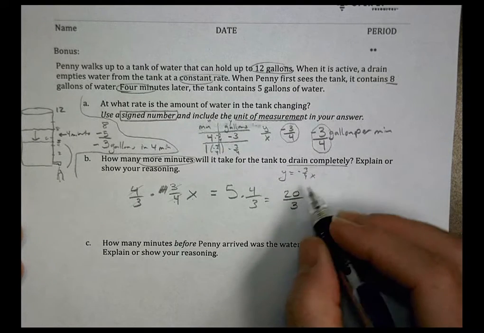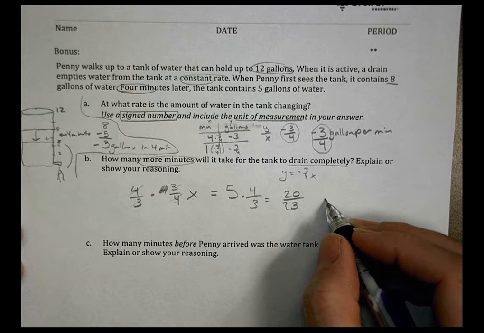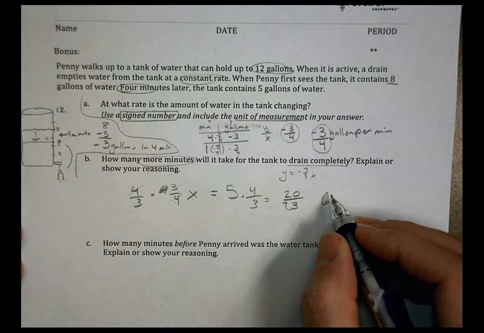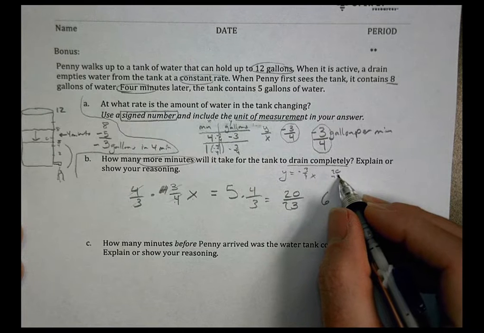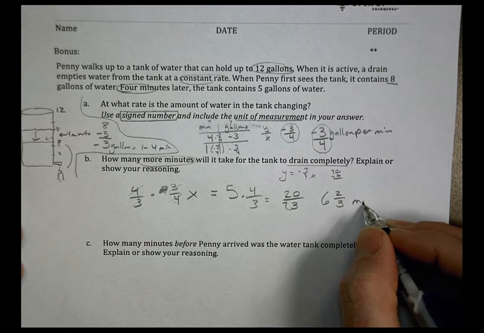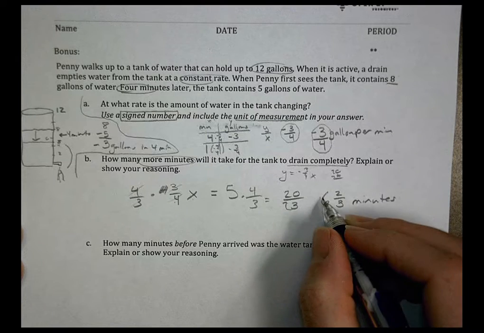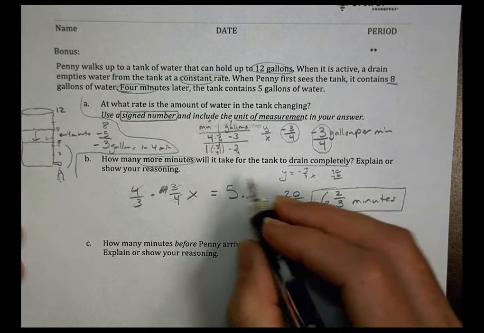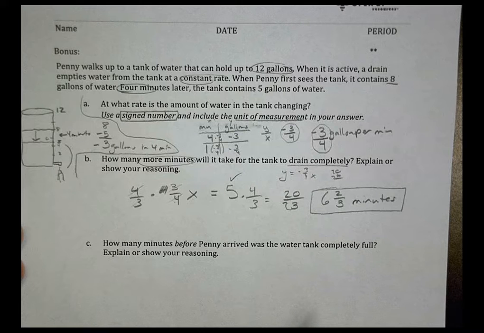Well, how long is that? Well, 3 goes into 20 6 times. 6 times 3 is 18, and then 20 minus 18 gives you a leftover 2. So 6 2/3 minutes is how long it would take to drain out the remaining 5 gallons of water.